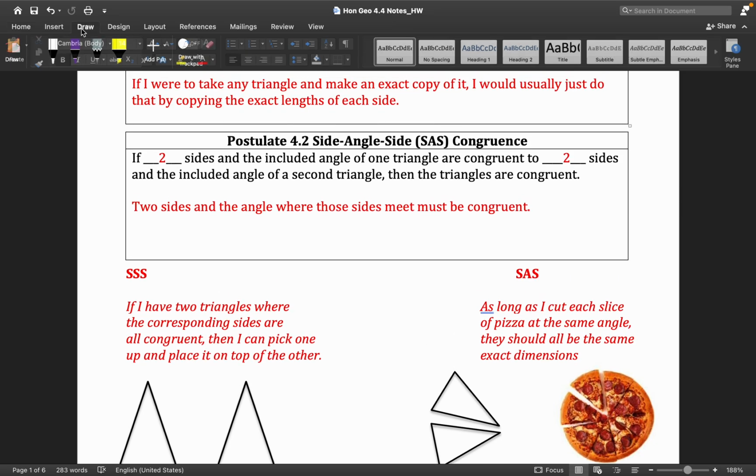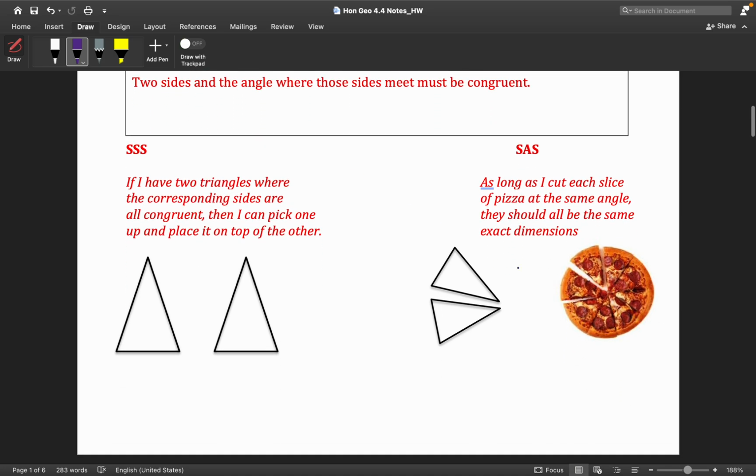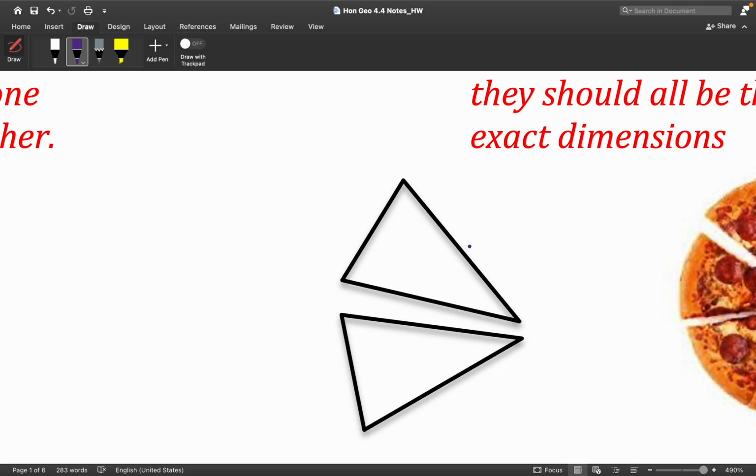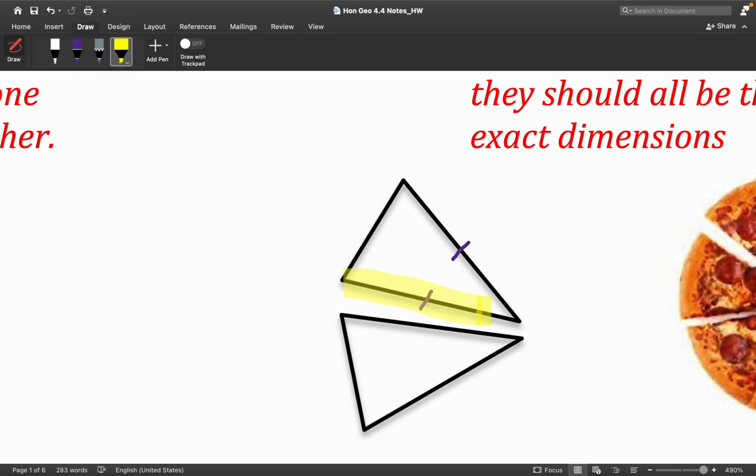Side, angle, side is a different shortcut we can use. And it says that if two sides and the included angle of one triangle are congruent to two sides and the included angle of a second triangle, then the triangles are going to be congruent. So what does that mean? That means that if I have two sides and the angle where those sides meet, so if this is one side and this is one side, the angle has to be in between them. It has to be right here.